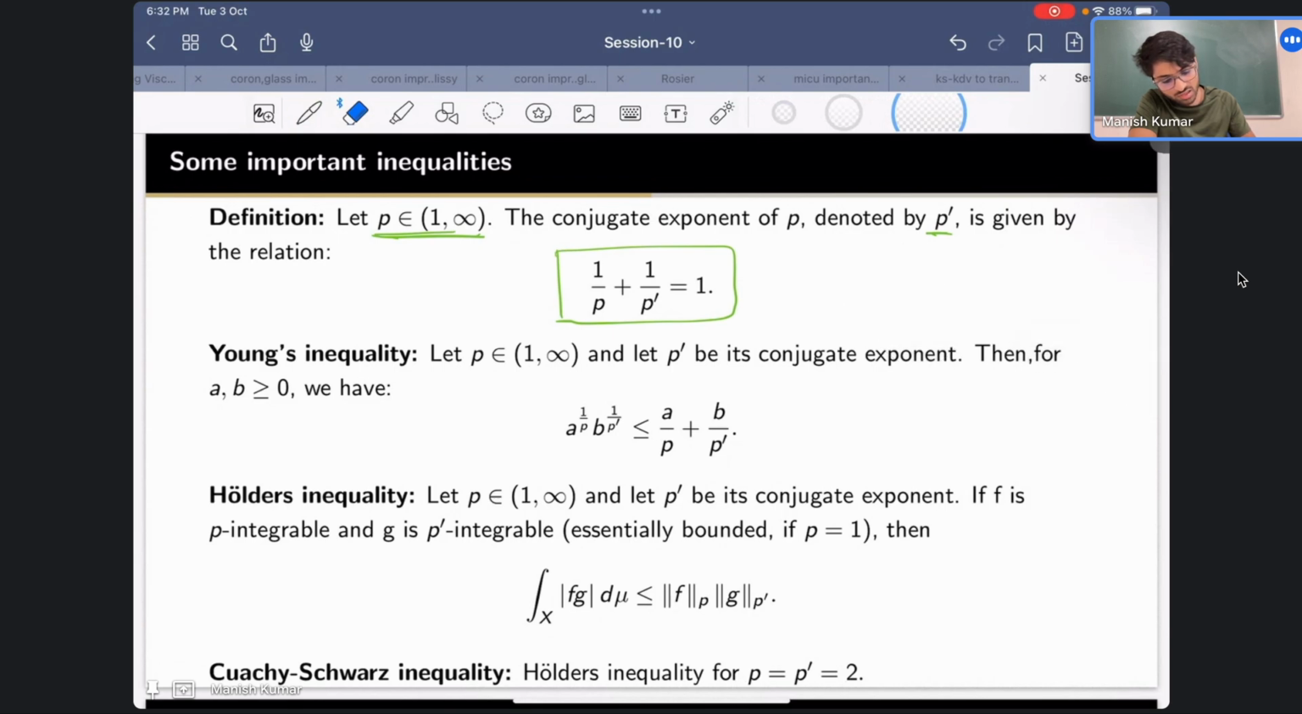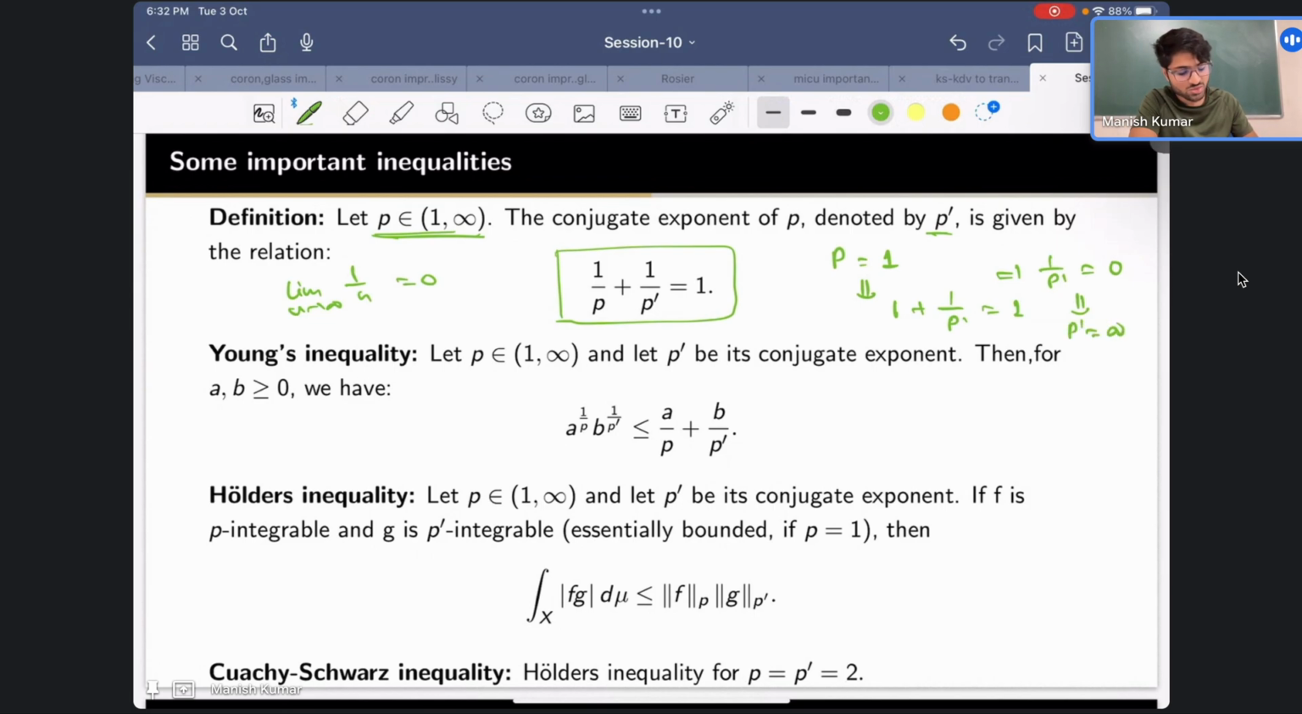Now this is the case when p is lying between 1 and infinity. Now suppose p is equal to 1. In that case, you will get 1 plus 1 by p prime is equal to 1. This would imply that 1 by p prime is equal to 0. So it seems that p prime is infinity, because we know that the limit of 1 by n as n goes to infinity is 0. This sequential limit is 0. In that motivation, you say that p prime is infinity.